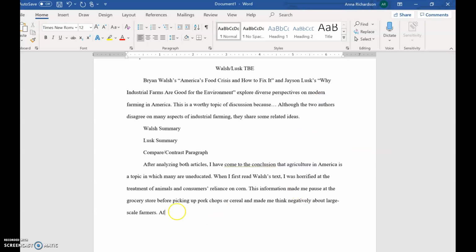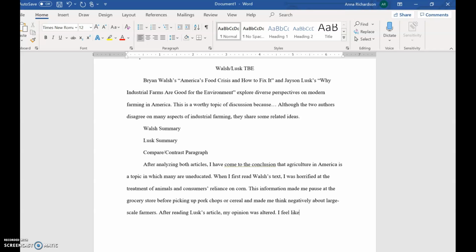Okay, after reading Lusk's article, my opinion was altered. Now look, y'all, this is just my opinion. Your conclusion might look completely different than this, okay? Because you are a different person and you have a different opinion. And that's fine. I want it to look different than this. And then I might go on to say how it was altered.